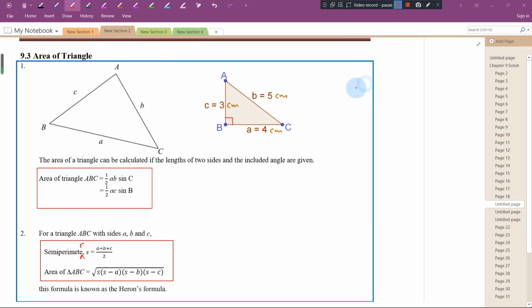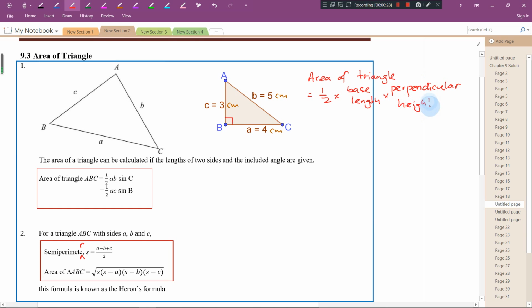Hi everybody, today let's learn about how to find the area of a triangle. When we talk about the area of a triangle, we always think about this formula: 1/2 times the base length times the perpendicular height. This is a formula that we always use to find the area of a triangle.